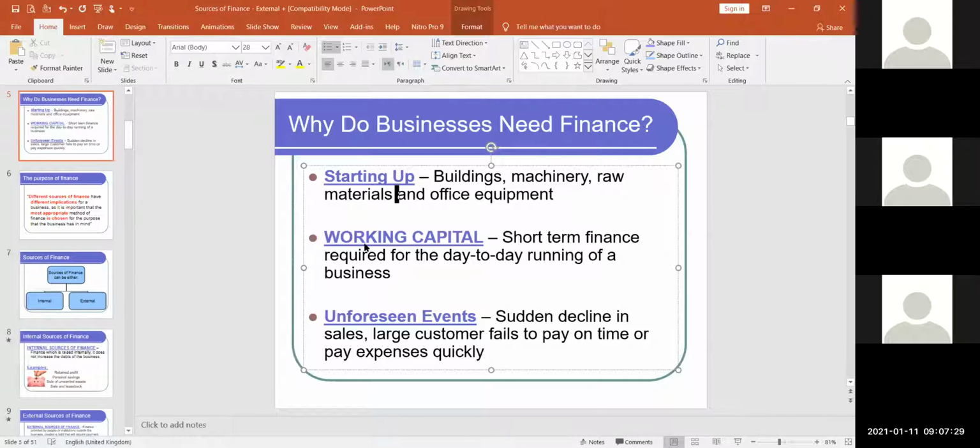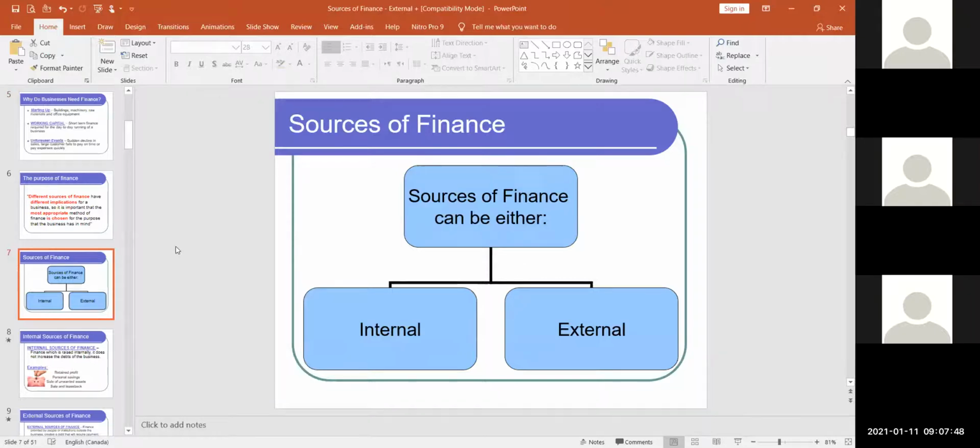Why do we need the capital? Working capital, unforeseen events when we lose sales. When this is sudden, it happens without even expecting it to happen. So we need to have different sources of finance because we still need to pay for the pilots and so on.